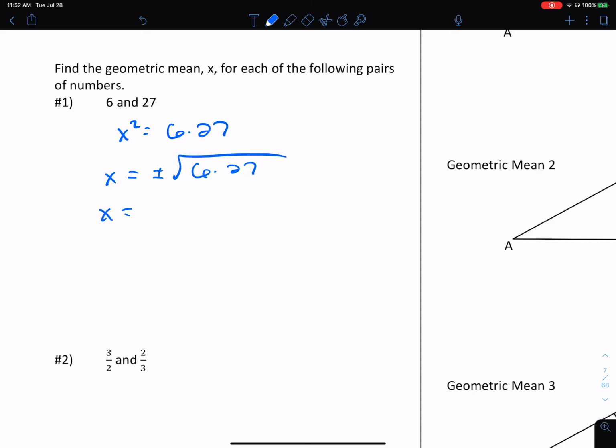And then I'm going to break 6 down into prime numbers. 6 is 2 times 3. I'm going to break 27 into prime numbers. That's 3 times 9. 9 breaks down to 3 times 3. 27 is 3 times 3 times 3. Since I have to simplify this radical anyhow, it's probably better instead of multiplying this stuff together, just to break it into prime numbers. I have a pair of 3's and another pair of 3's. 2 is pairless. Therefore, the geometric mean of 6 and 27 is 9 square roots of 2.